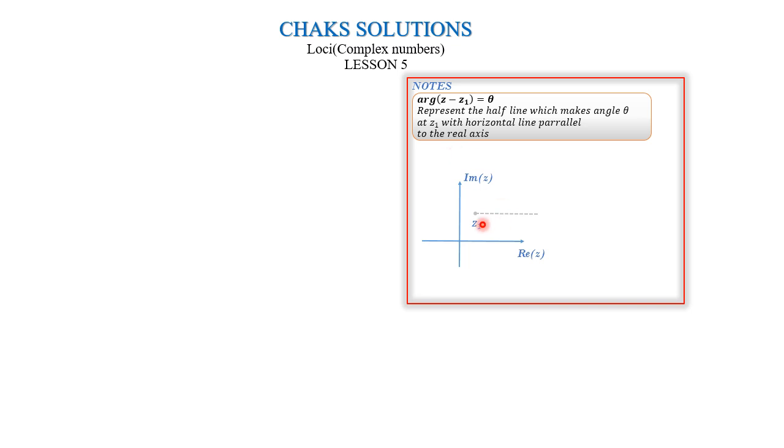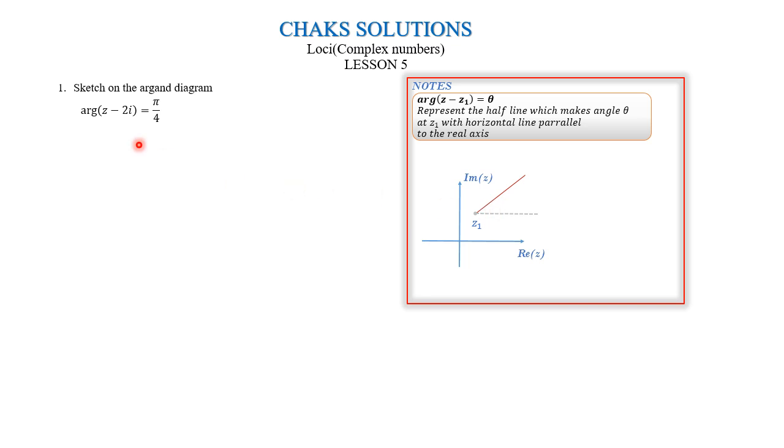We need our point z1 here and the horizontal line which is parallel to the real axis. Then from the point here we need an angle of theta. So this is our angle theta here. Let's go to the example here.